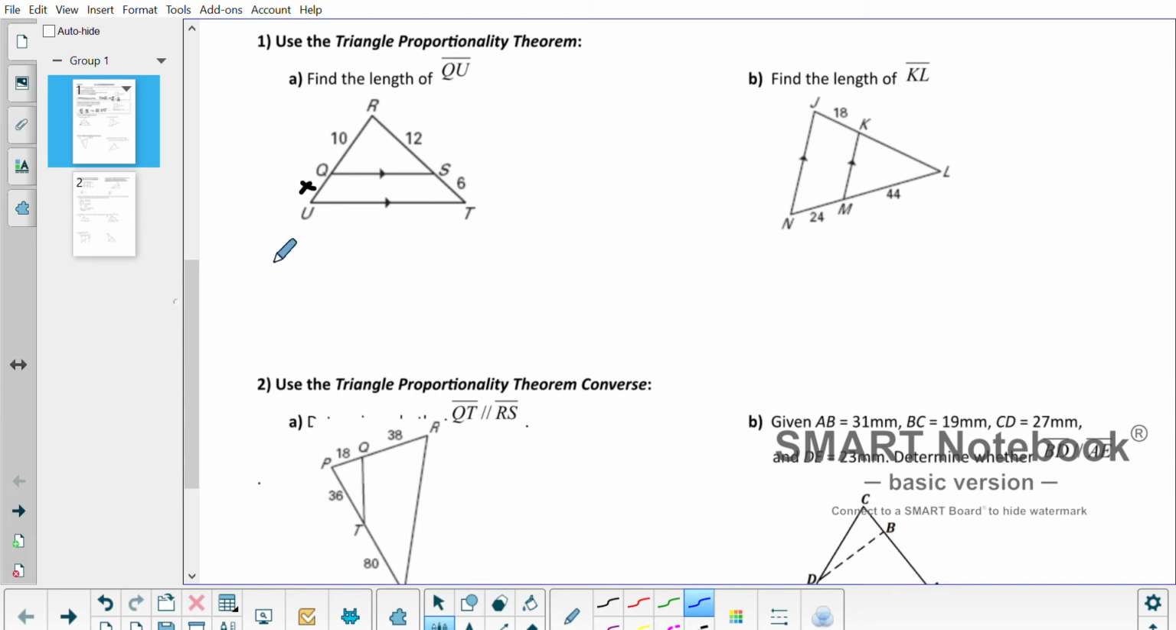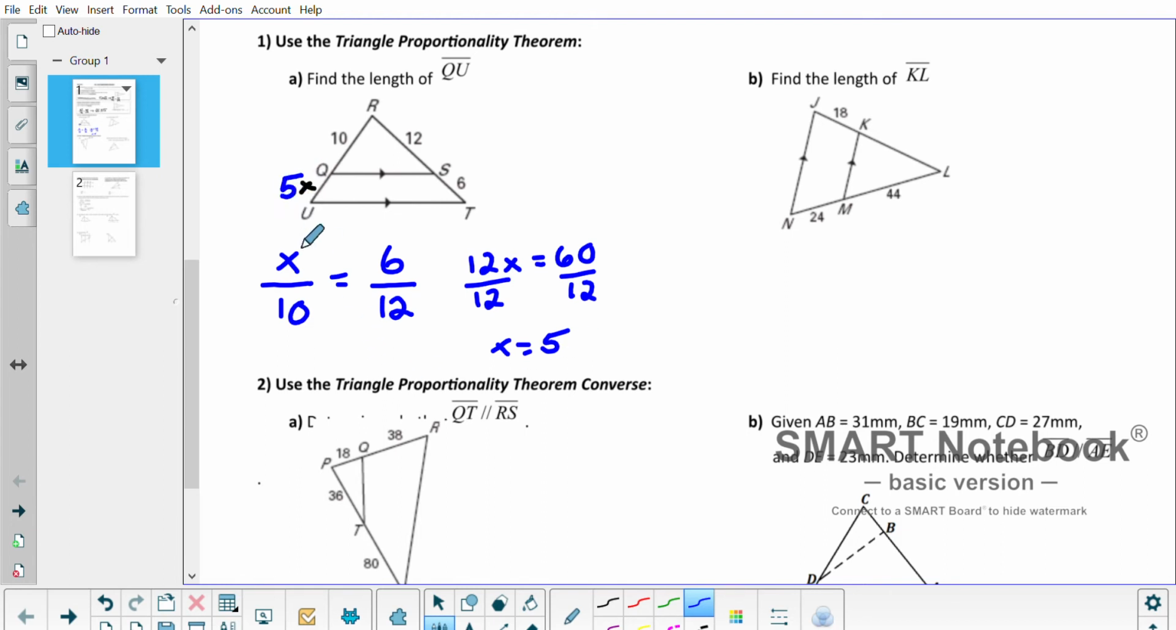So we can just set up our proportion. QU, which is our unknown X, over QR, which is 10, would be equal to 6, which is ST, over SR, which is 12. Now we just have a proportion that we can solve using cross products. X times 12 is 12x. 6 times 10 is 60. When I divide this out, both sides divided by 12, we get x equals 5 here. So we know that our unknown side, or QU, is now equal to 5.